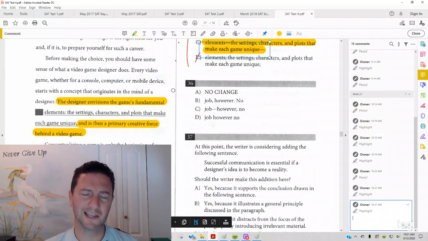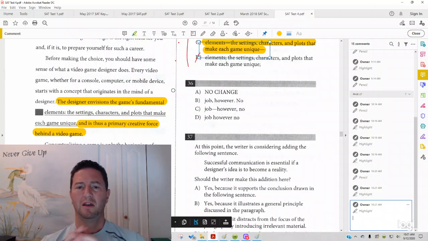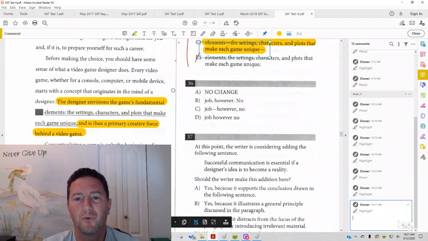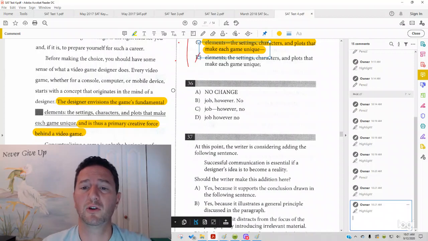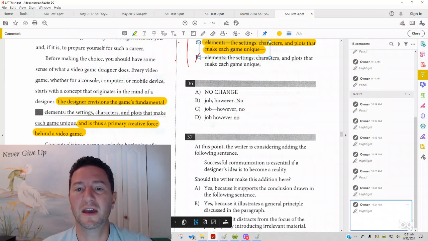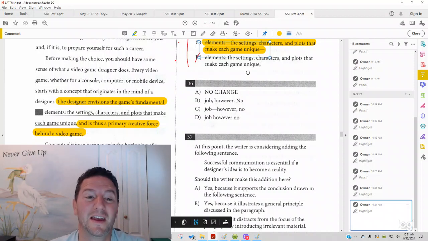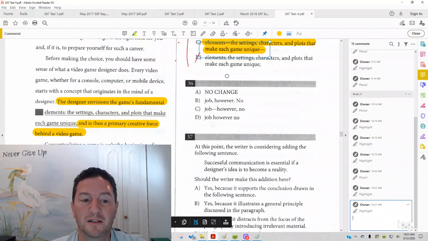Another rule that you might remember in considering your answer choice here is if a phrase could be taken out of the sentence, and this is not an absolute rule, but many times, most times, it's got to have the same punctuation on both sides of the phrase. So either a comma before and after, a dash before and after, or parentheses before and after. Never a colon before and after, never a semicolon before and after. But if you see the dash before an answer in answer choice C, you should be able to take it out and it should still be a complete thought. And when we do that, it still works. The designer envisions the game's fundamental elements and is thus a primary creative force behind a video game.